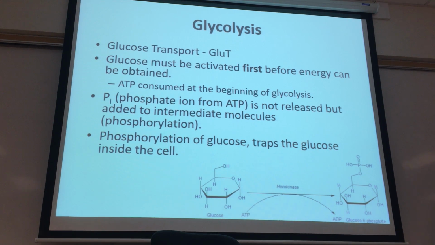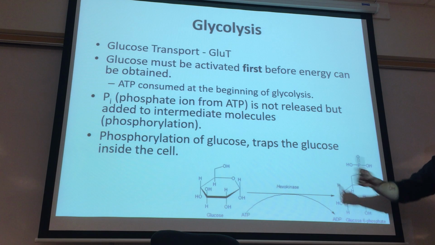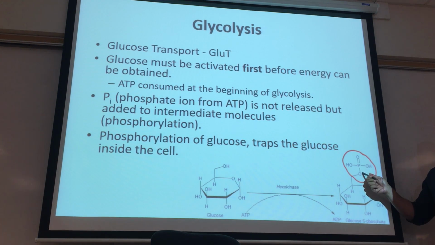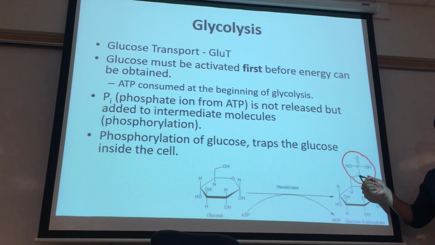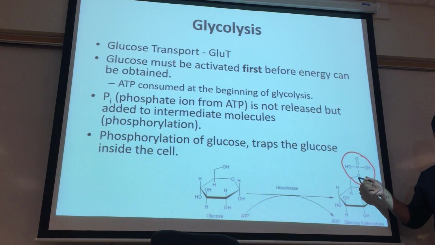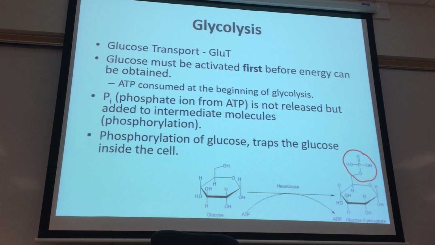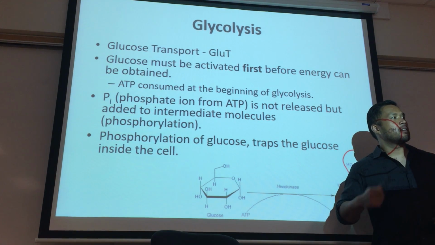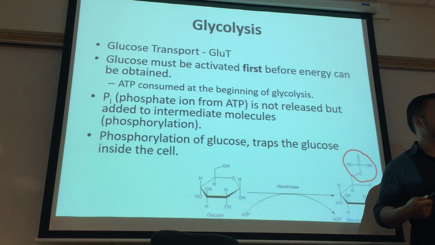And through that phosphorylation, we're trapping that glucose in the cell. Remember what I said about phosphate and oxygen. They have a tendency to become very electron hungry. And if it's electron hungry, this is going to make it more polar. And therefore, not only do you have a large molecule, but now it's even more polar. So it traps it in the cell. So that phosphorylation of glucose starts the process of glycolysis.